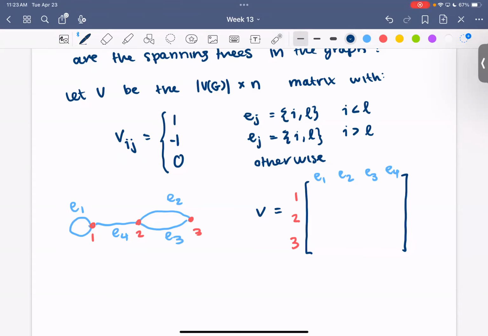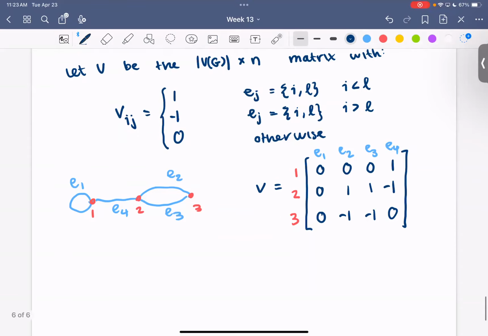So for E1, E1 fails both of these conditions, so every entry will just be 0. E2 has 2 as the head, 3 as the tail, so we get -1 and then 0 for vertex 1. E3 is the same thing. And then E4 has vertex 1 as the head, 2 is the tail, and 0. Okay, so that's my matrix V.